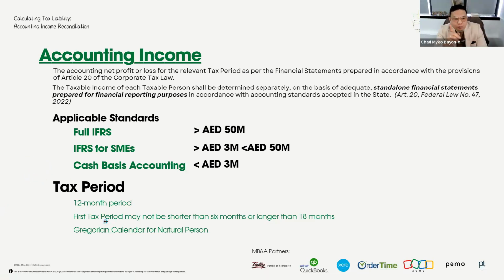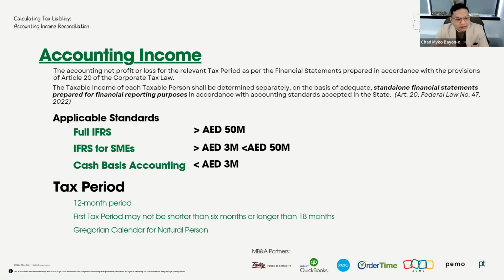Now let's go back to the accounting income. We mentioned that the applicable standards are either full IFRS or IFRS for SMEs, or we have the option of cash basis accounting. So what is the difference between full IFRS, IFRS for SMEs, and cash basis accounting?